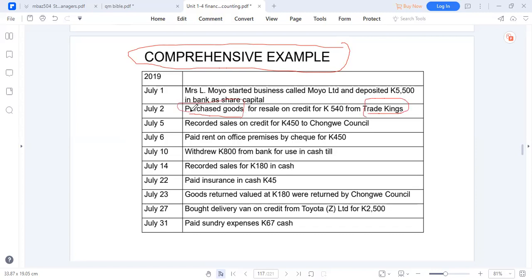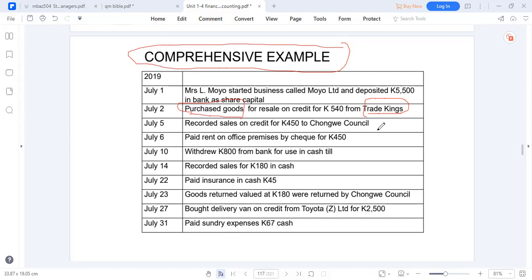Let's get into what happened on July 5. Recorded sales on credit. Okay, for how much? 450 to Chongwe Council. So what are the two accounts that are involved? Sales and Chongwe Council. Yes, the sales account and Chongwe. Yeah, thank you very much.